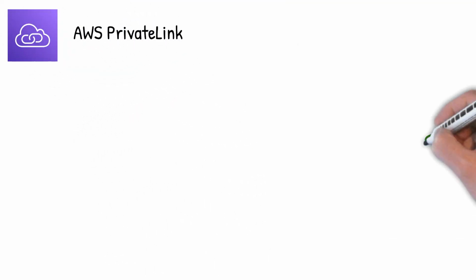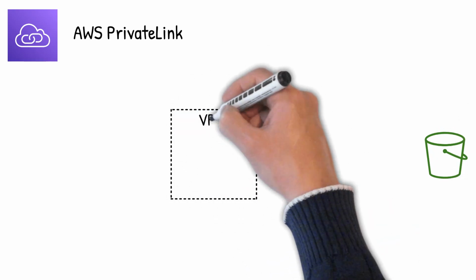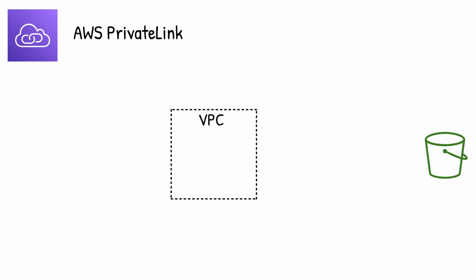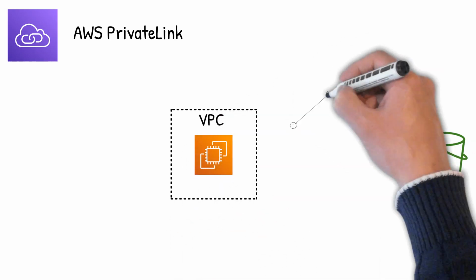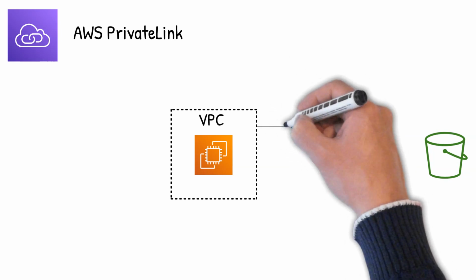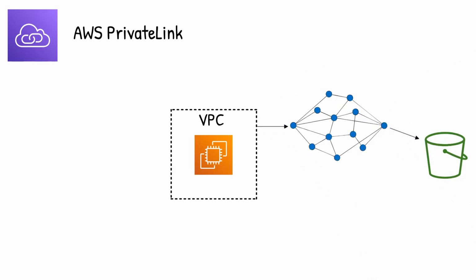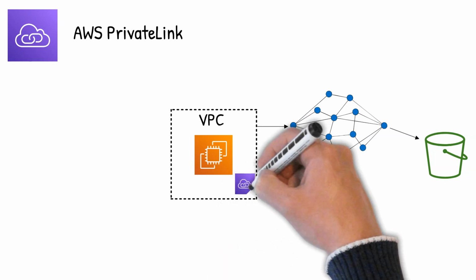AWS PrivateLink. Imagine you have an S3 bucket that holds some application data. If your application running in EC2 needs access to this data, the request will be routed via public internet, even if both of them reside in the same region.